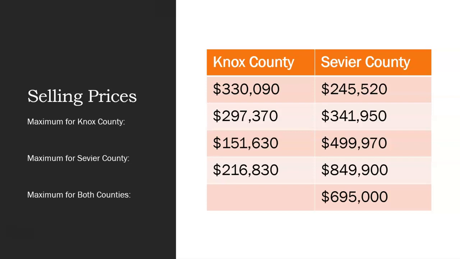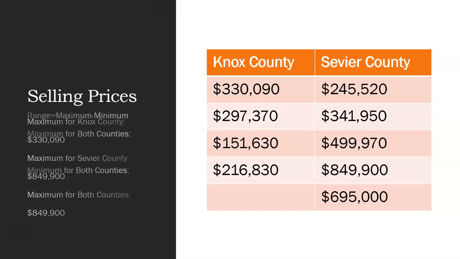If you were looking for the maximum amount, it would be the highest amount of money in your list. So your maximum for Knox County would be $330,090, and then your maximum for Sevier County would be $849,900, and your maximum for both counties, it's the highest between the two, so $849,900.